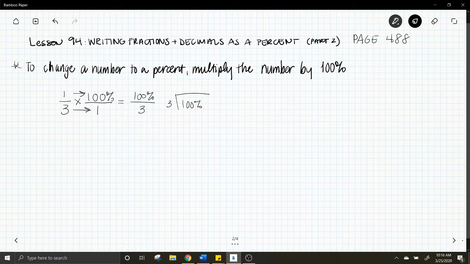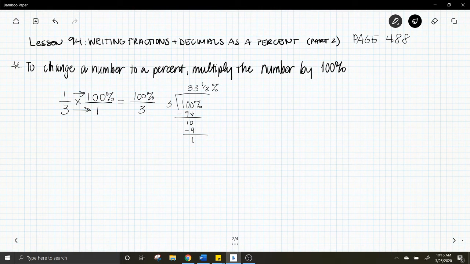So how many times does 3 go into 10? 3 times. All right, I'm not going to belabor this too much. How many times does 3 go into 10? 3 times, with 1 left over. So what we're going to do here is write our remainder as a fraction and say it's 33 1/3%.